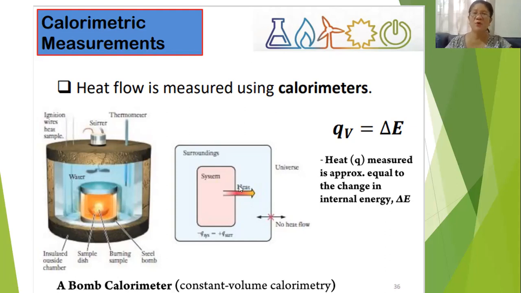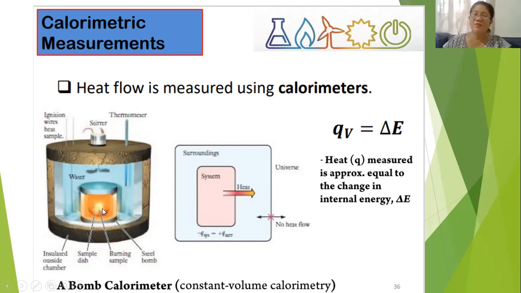So how could we compute this? Heat flow is measured using calorimeters. So your delta Q, Q is heat. Why do we have V here? Because it is a constant volume. QV is equal to delta E. So your delta E is the internal energy. So your heat measured is approximately equal to the change in internal energy.